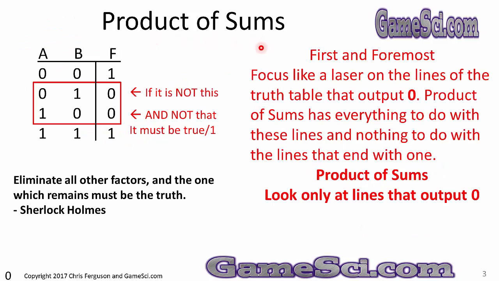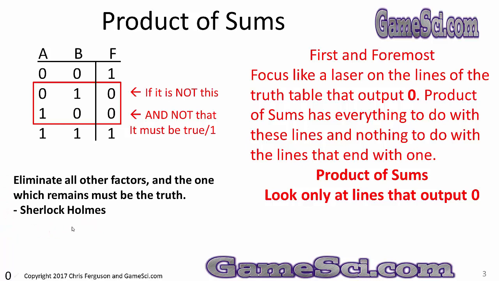Product of sums. First and foremost, focus like a laser on the lines of the truth table that output 0. Product of sums has everything to do with these lines and nothing to do with the lines that end with 1. Product of sums says look only at the lines that output 0. Basically, if it's not this line and it's not that line, it must be a true. Eliminate all other factors, and the one which remains must be the truth. Sherlock Holmes.